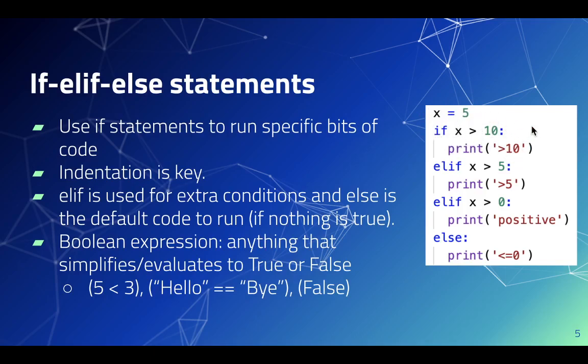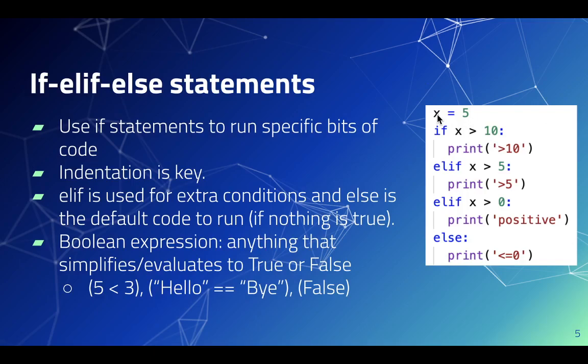After the if keyword you write what's called a Boolean condition. A Boolean condition is basically any expression that simplifies to true or false. So for example, x equals 5 and x is greater than 10. In this example, this is a Boolean expression because we know that 5 is greater than 10 simplifies to false. So this first if statement is false.